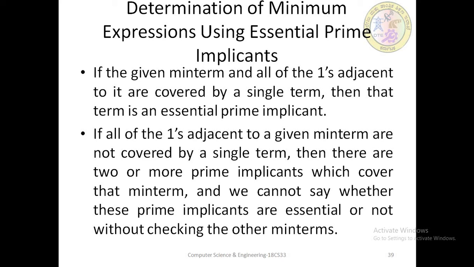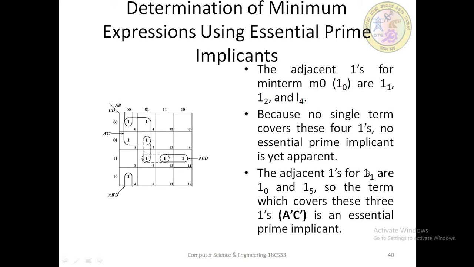If all the ones adjacent to the given minterm are covered by a single term, then it's an essential prime implicant. If all the ones adjacent to the given minterm are not covered by a single term, then there are two or more prime implicants which cover that minterm. We cannot say whether these prime implicants are essential without checking the minterm. Always we should look into the minterms.